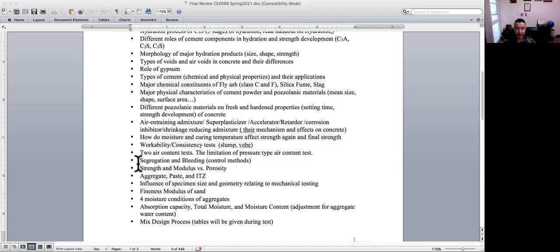Another fresh property is segregation and bleeding. What are segregation and bleeding, and how can we control these problems?